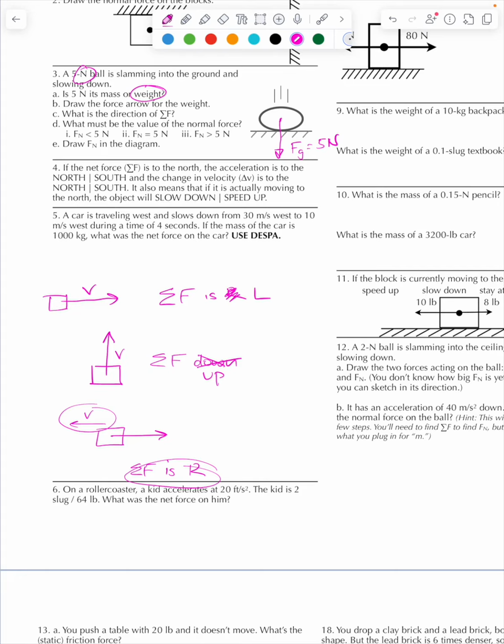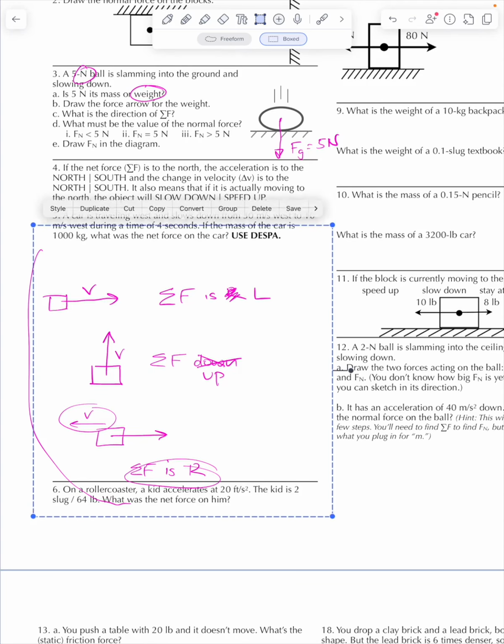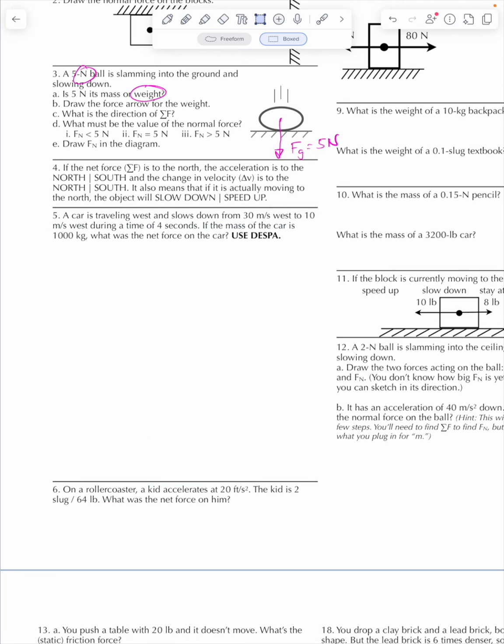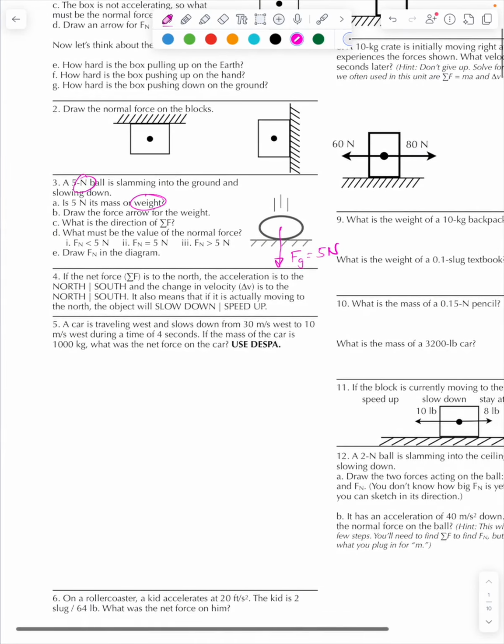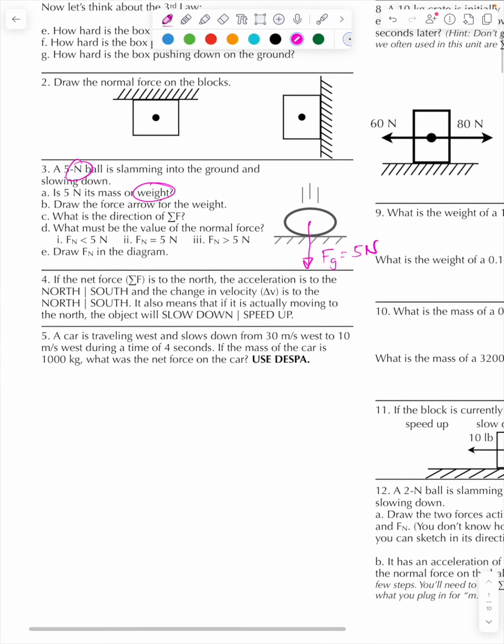Again, will that come into play on the final with the few questions I have to ask about this stuff? Maybe not, but I tend to try to hit it at least once. So let's see how that's relevant to question number 3. What is the direction of the net force?